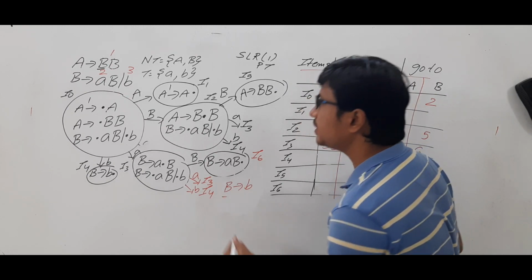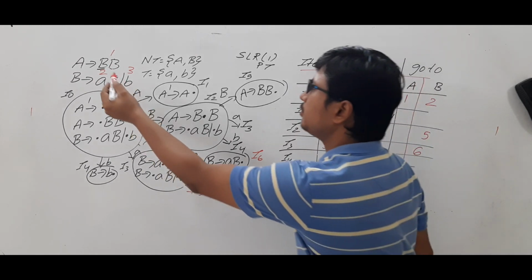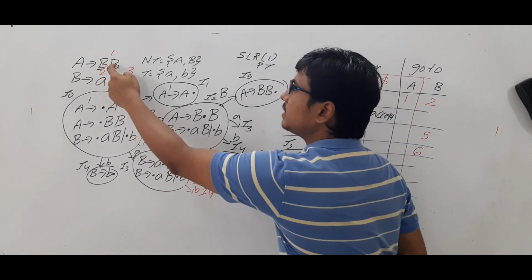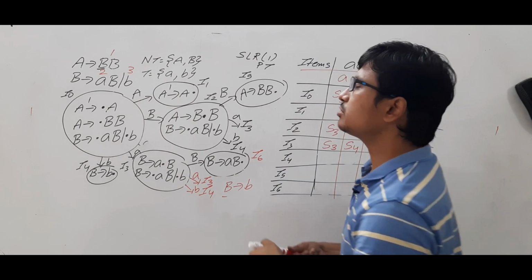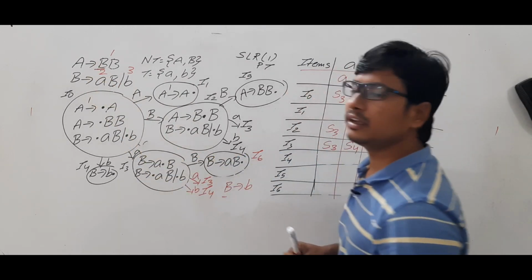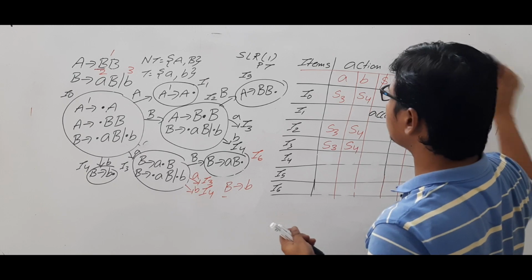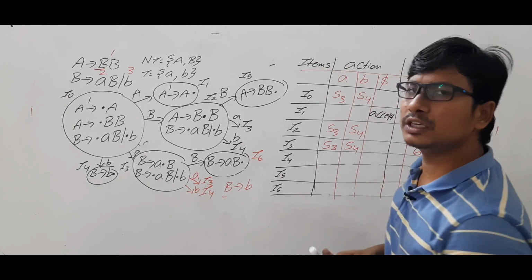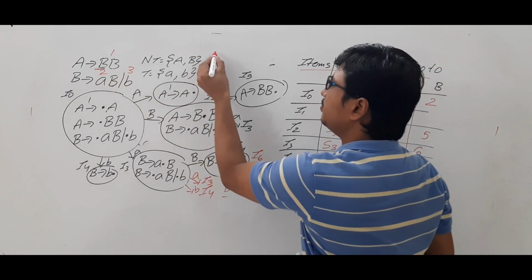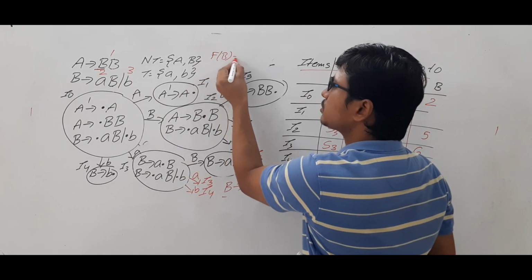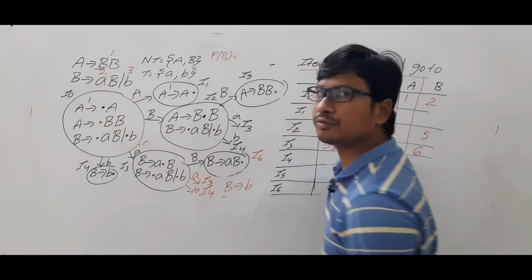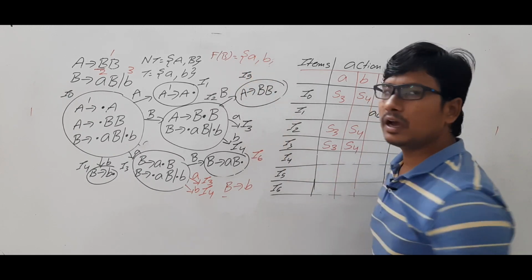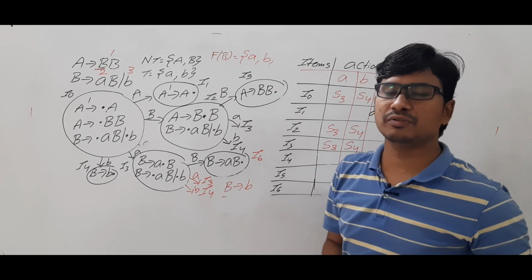What is the follow of B? For follow of B, you need to look at where B is there in the right hand side of the productions. Here B is there, here B is there, here B is there. So first take this one. If you take this B first, what is the follow of B? Let me use this space. Follow of B is equal to first of B. First of B is what? A comma B.